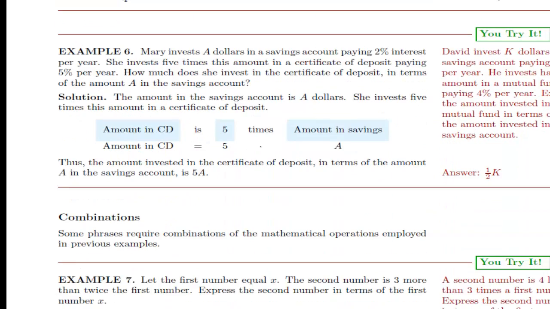Example 6. Mary invests $80 in a savings account paying 2% interest per year. She invests 5 times this amount in a certificate of deposit paying 5% per year. How much does she invest in the certificate of deposit in terms of the amount A in the savings account? Solution. The amount in the savings account is $80. She invests 5 times this amount in a certificate of deposit. So we have the amount in the CD is 5 times the amount in the savings. So 5 times A, or the product of 5 and A. Thus, the amount invested in the certificate of deposit in terms of the amount A in the savings account is the product of 5 and A.